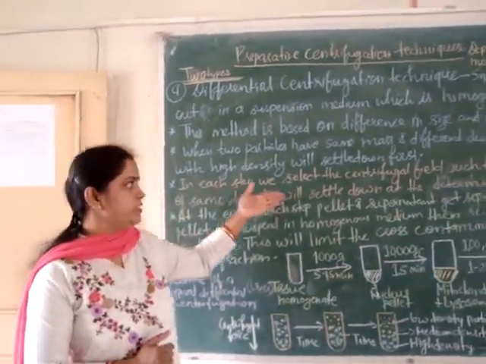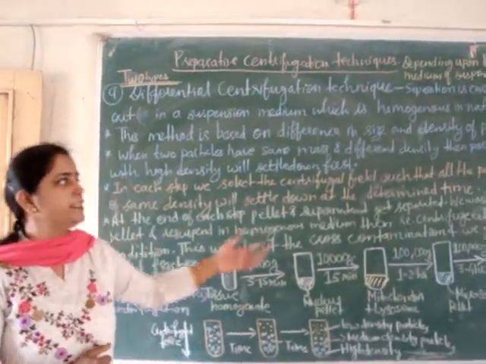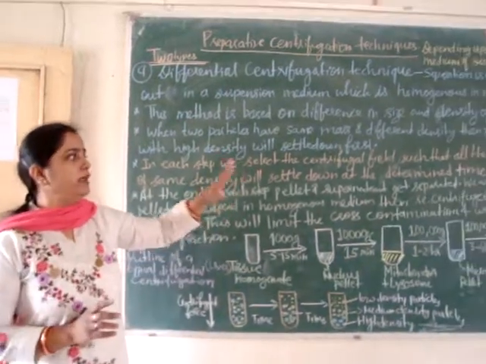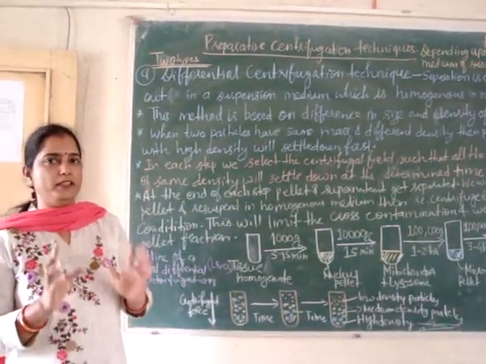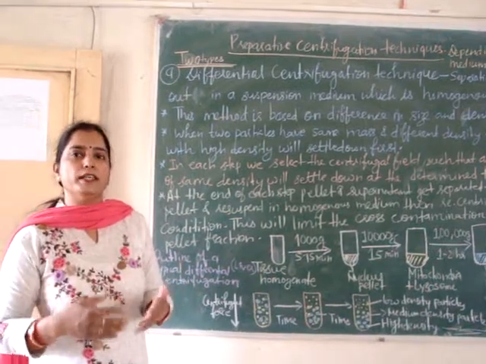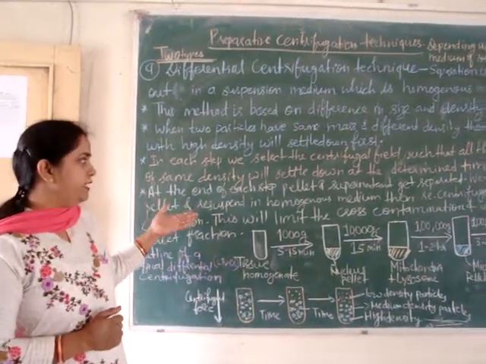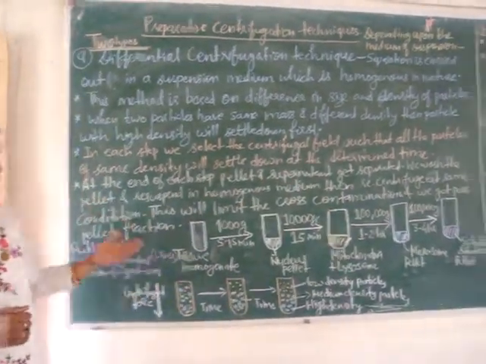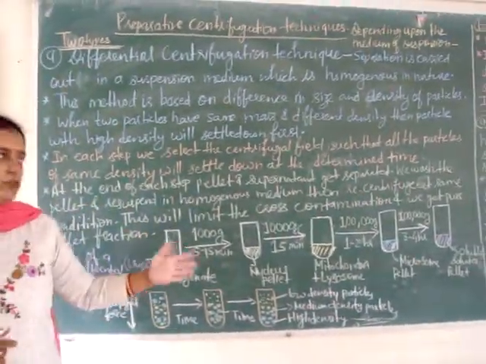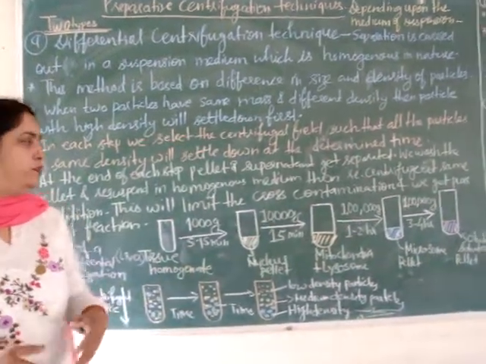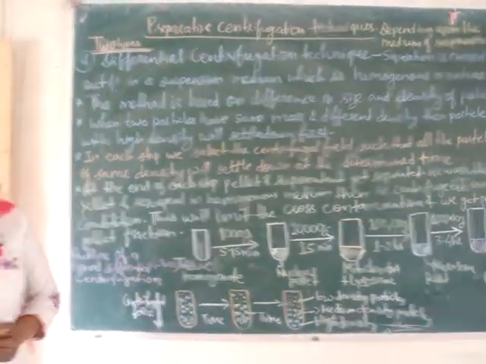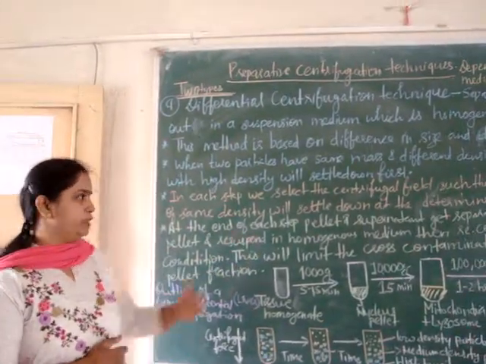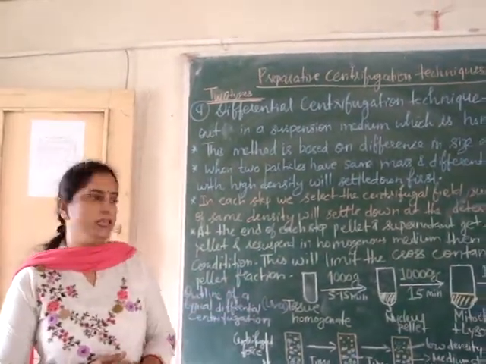Now in each step we select the centrifugation field such that all the particles of the same density will settle down at a predetermined time. At the end of each step, pellet and supernatant get separated, and we wash the pellet and resuspend it in homogeneous medium, then recentrifuge at the same condition. When we recentrifuge, it limits the cross contamination and we get a pure pellet fraction.